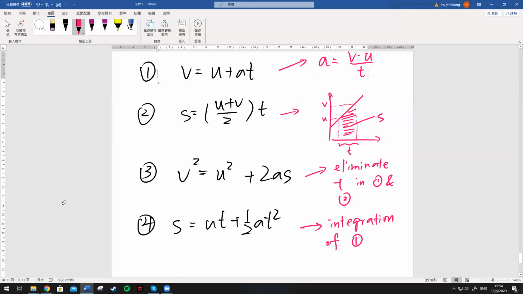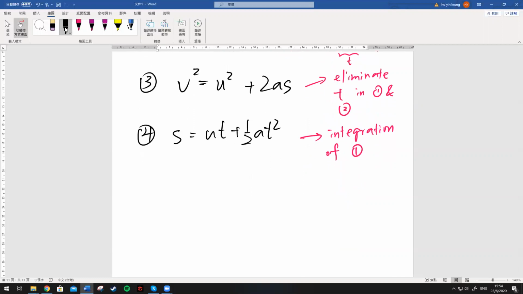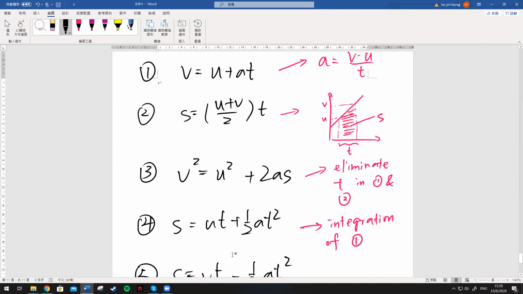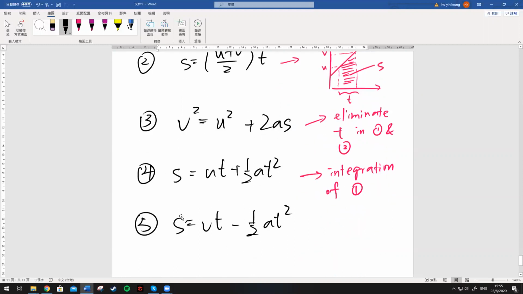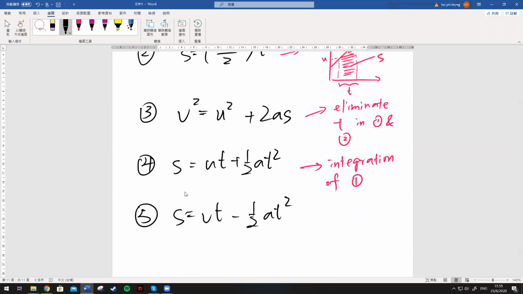And then finally we also have S equals vt minus half at squared. This one again, you can get from equation 4 and equation 1. So it comes from equation 1 plus 4.